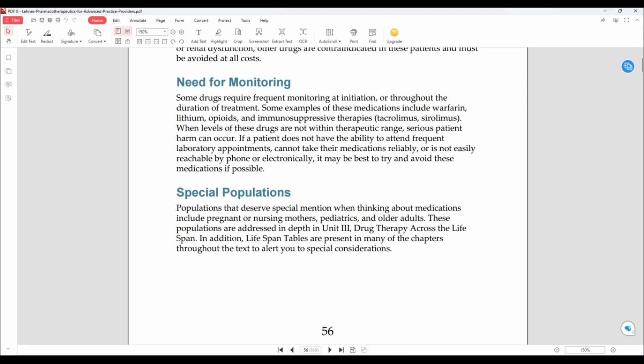If a patient does not have the ability to attend frequent laboratory appointments, cannot take their medications reliably, or is not easily reachable by phone or electronically, it may be best to try and avoid these medications if possible.